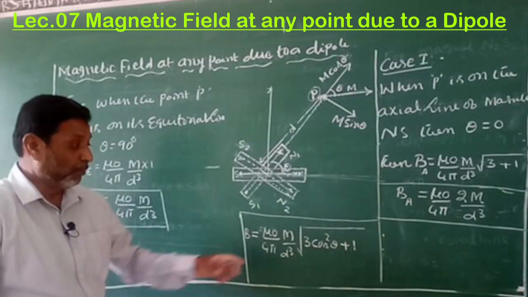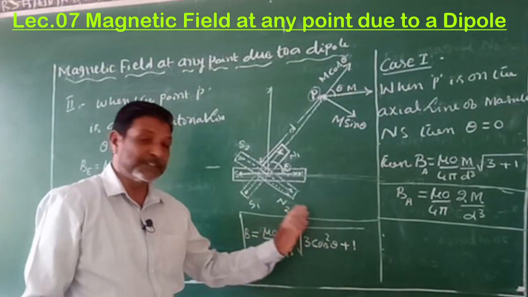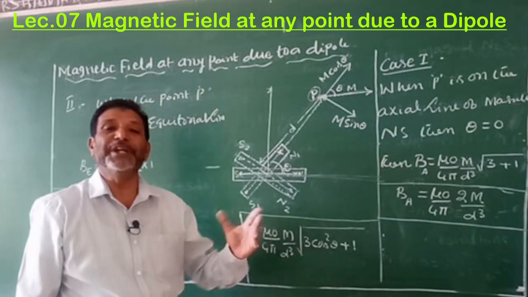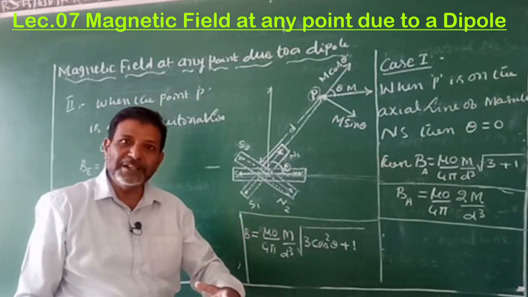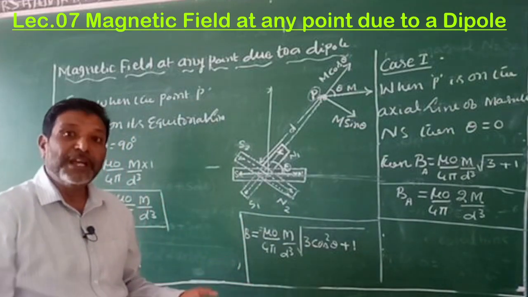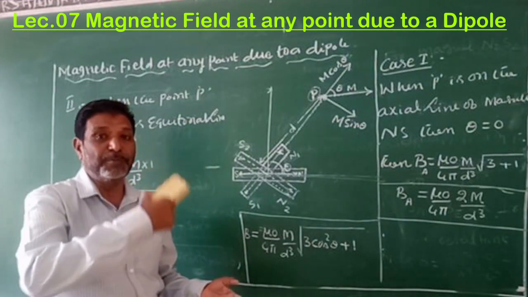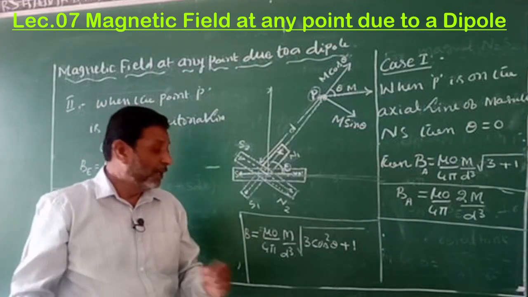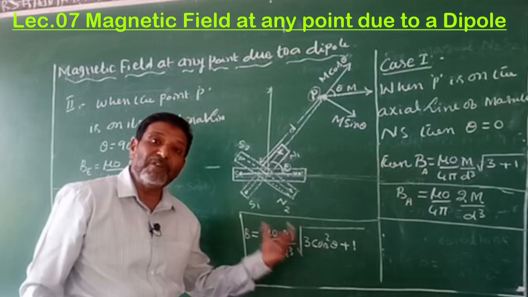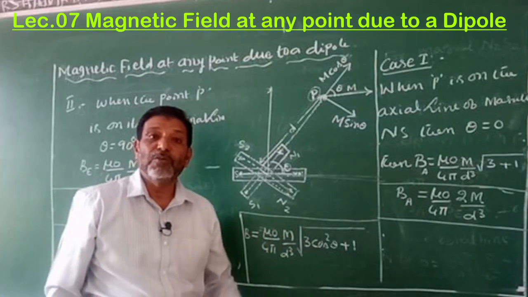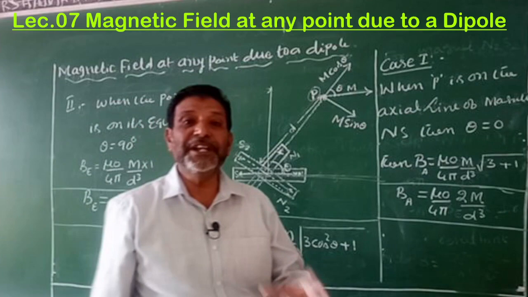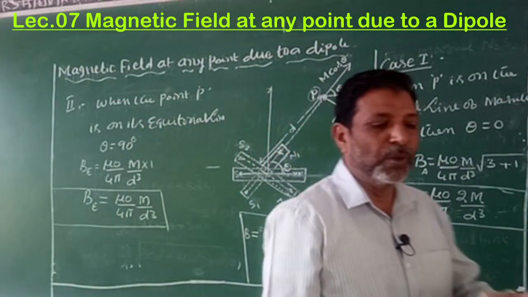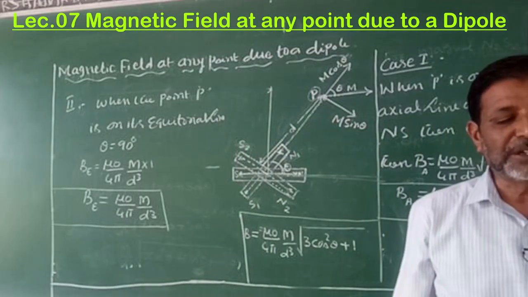It means that by using this formula, you can calculate the magnetic field at any point due to a dipole, either along the axial line or on the equatorial line. Anywhere around the dipole, you can calculate the magnetic field. This is the general formula for the determination of the magnetic field at any point due to a dipole. You can calculate that very easily.